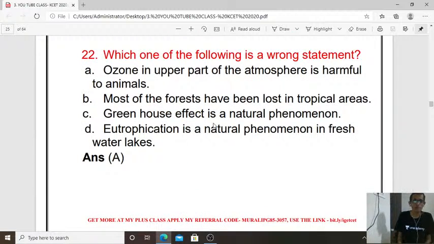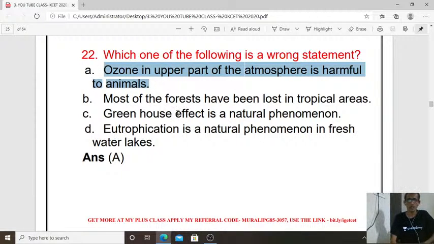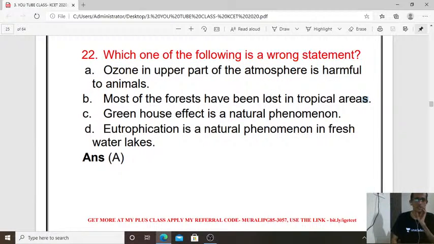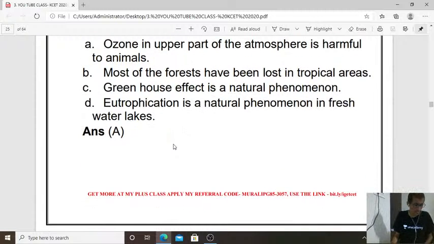22nd question. Which one of the following is a wrong statement? That is, ozone in the upper part of the atmosphere is harmful to animals. This is the wrong statement. The other three are actually correct statements. Most of the forests have been lost in tropical areas of the entire world, and the greenhouse effect is a natural phenomenon. Of course, eutrophication is a natural phenomenon in which the aging of a freshwater lake occurs in the natural habitat. So the answer for the 22nd is A.